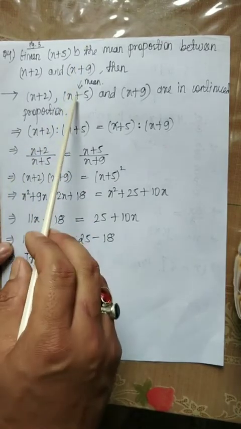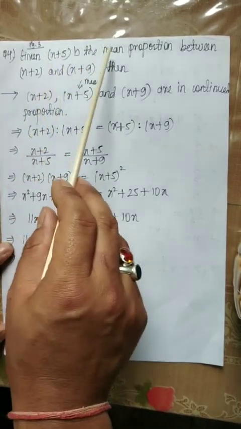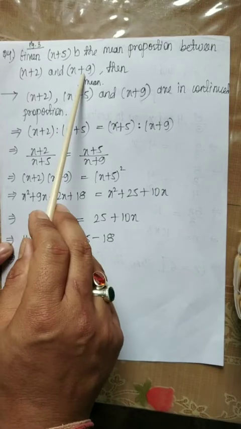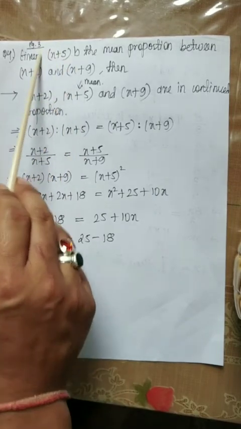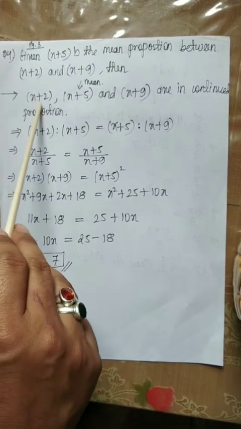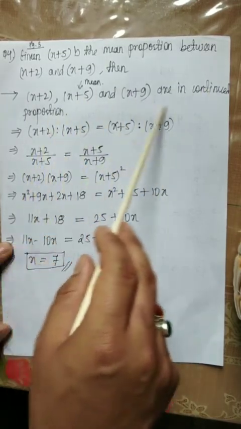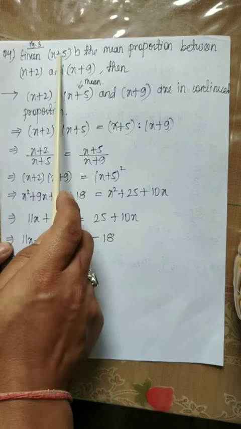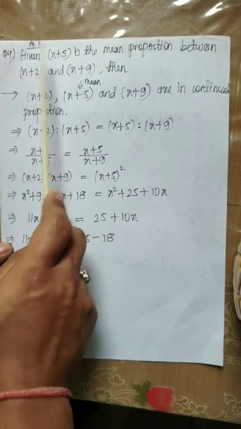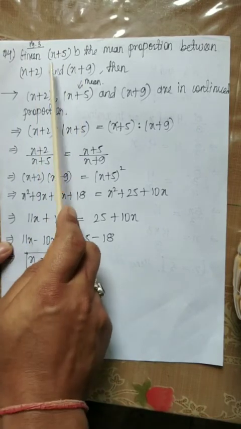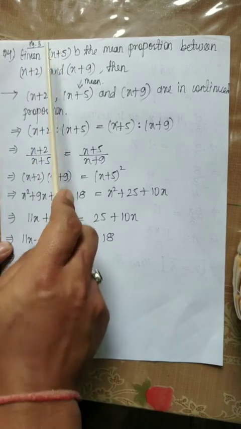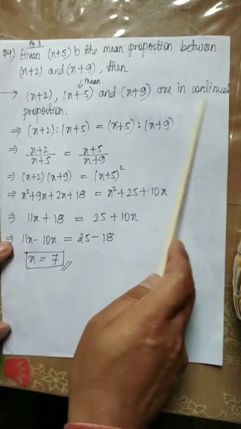So this B out here is x plus 5. This x plus 5 is a mean proportion between x plus 2 and x plus 9. If this is the mean proportion, then we can write that x plus 2, x plus 5 and x plus 9 are in continued proportion. Once again, mean proportion between this and this, so these three numbers, x plus 2, x plus 5 and x plus 9, are in continued proportion.